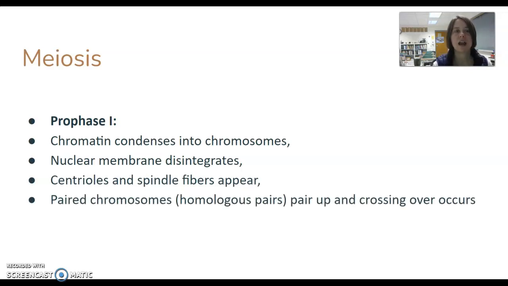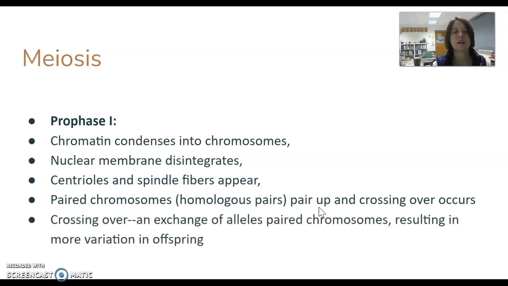An important thing that happens in prophase 1 that doesn't happen anywhere else is that crossing over can occur. Those paired chromosomes, we're going to call them homologous pairs, line up and they can switch little sections with each other. So what is crossing over? An exchange of alleles between paired chromosomes, and that results in more variation in offspring. So maybe you had a capital A, capital B, capital C, little a, little b, little c, and then we switched, so now you have capital A, capital B, little c. So you have different variations.